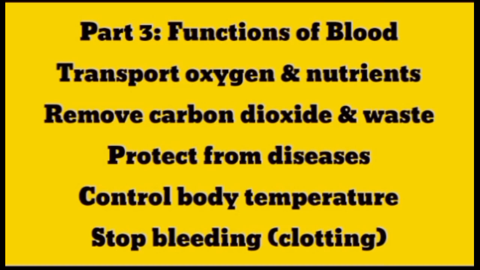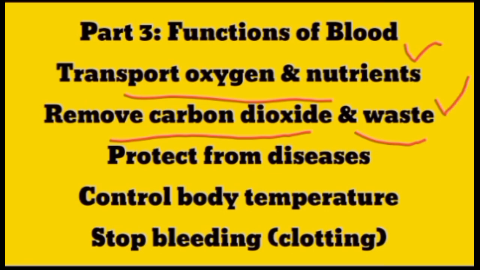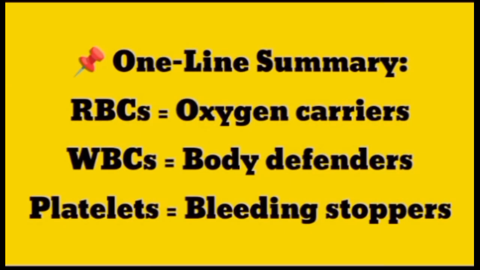So we can say that the main function of blood is to transport oxygen and nutrients, remove carbon dioxide during respiration, and also remove waste from the body, protect from diseases, control body temperature, and stop bleeding through blood clotting. In the end, we can combine all the functions, and a one line summary for this is: RBCs are oxygen carriers, WBCs are body defenders, and platelets stop bleeding. I hope you have understood the function of all blood components and the importance of blood.